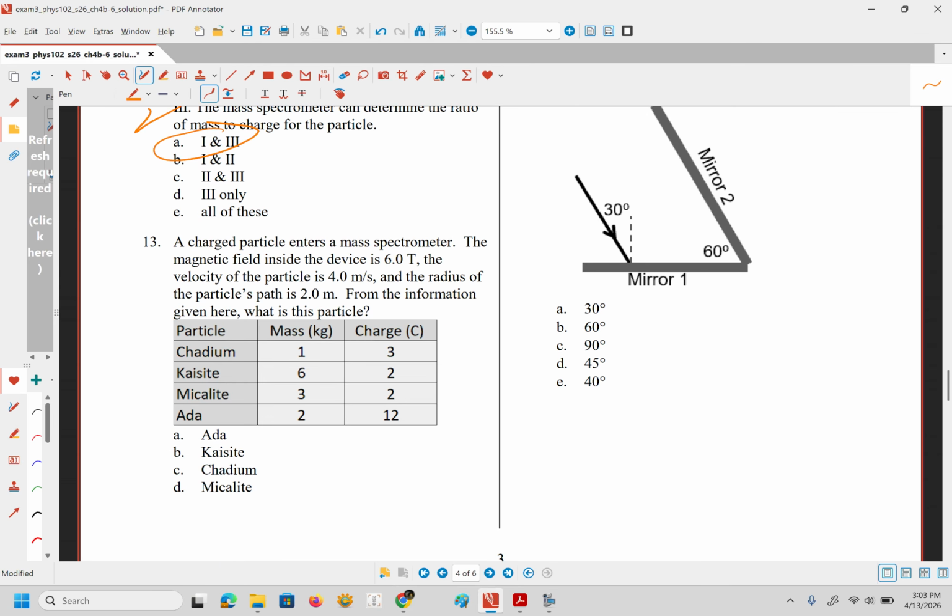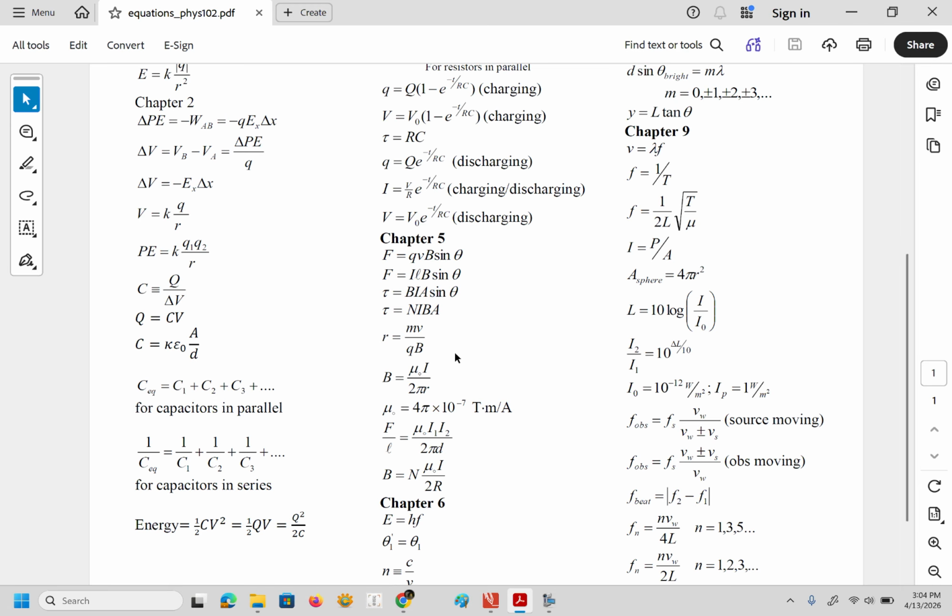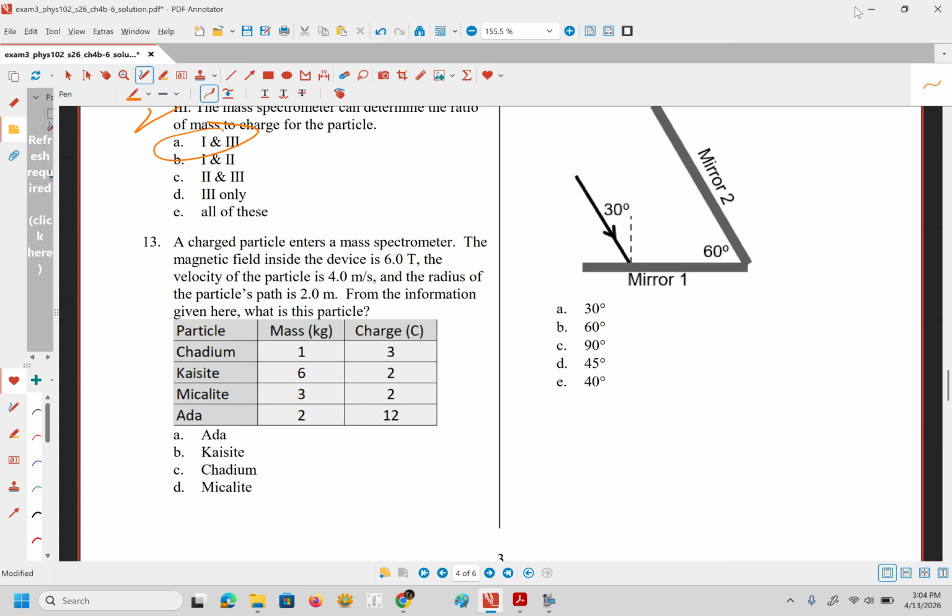Here I have a mass spectrometer, the values for the magnetic field, the velocity, and the radius of the path. Just to remind you, for the mass spectrometer, the cyclotron equation is R equals mv over qB. By the way, you can derive that pretty easily. It's just that the magnetic force, qvB, is equal to mv squared over r. It's centripetal force, so that's where that comes from.